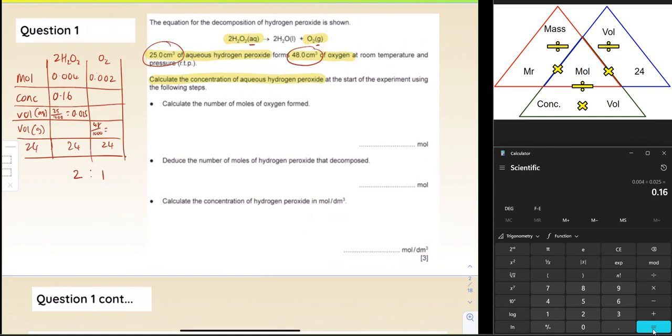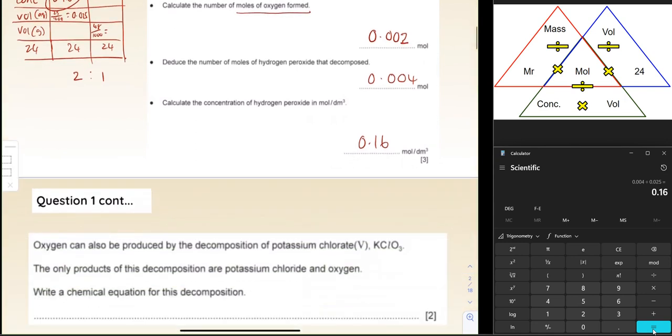So now I can come to my question, calculate the number of moles of oxygen formed. Well, I just pull that off the table. That's here, 0.002. Deduce the number of moles of hydrogen peroxide. Well, that's here, that's 0.004. And calculate the concentration. Well, that's easy, that's 0.16. See, your table method has just worked it out beautifully.